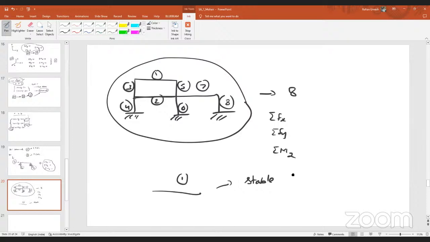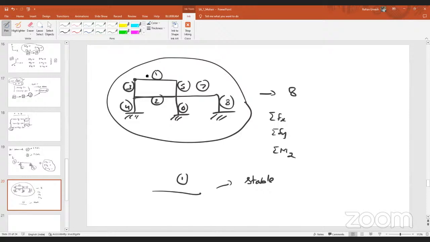What is the statement I made? If the entire structure is stable, it should satisfy the equilibrium equations. In the same way, if your entire structure is stable, each and every component should also be stable. If each and every component is stable, then each and every component should satisfy the equilibrium equations. That means even if you take the entire structure, or any component, or even a single point from the structure, it should be stable.